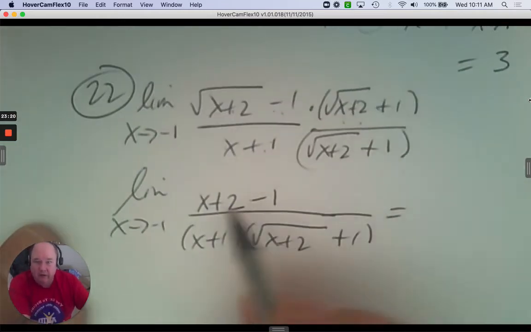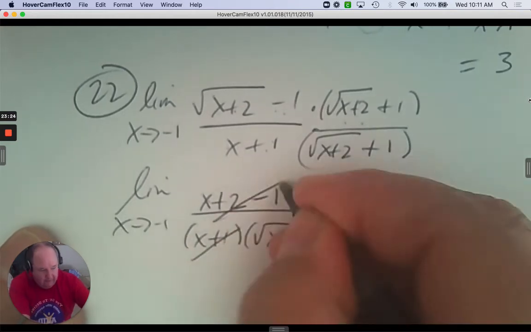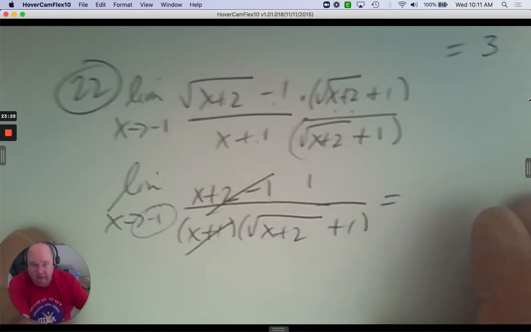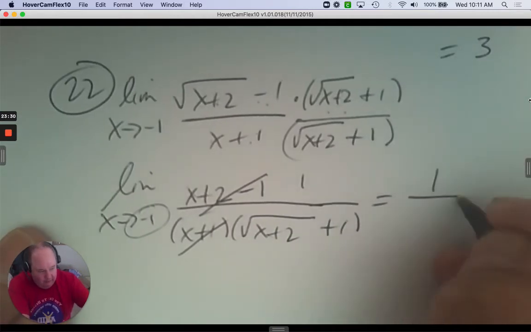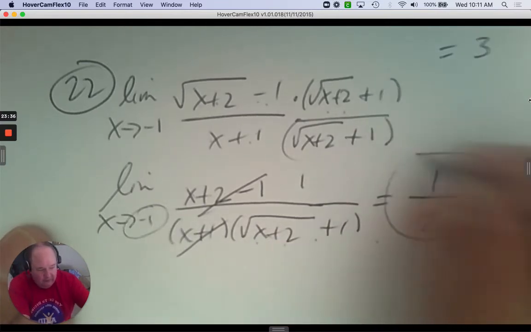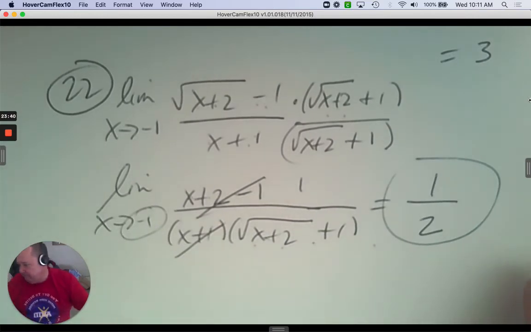I want you to notice the numerator becomes x plus 1. Well, they then can eliminate, and now you can plug negative 1 in and get your answer. So your answer is going to be negative 1 plus 2, so that's the square root of 1, plus 1. That's 2, and you have your answer. So the answer is 1/2.